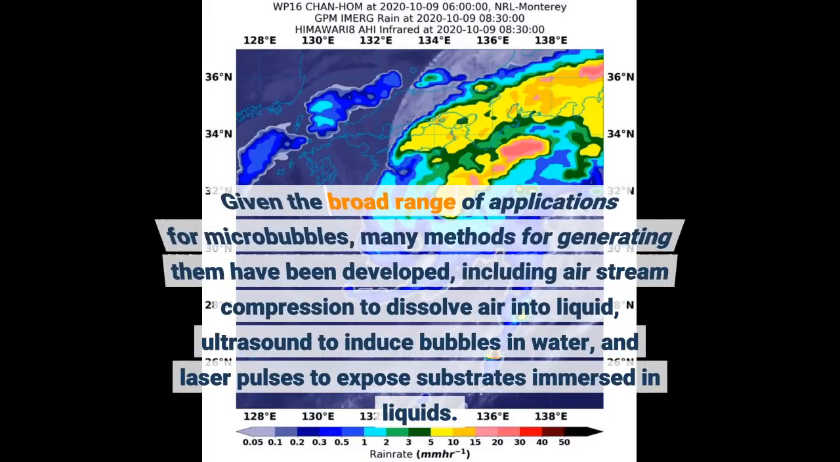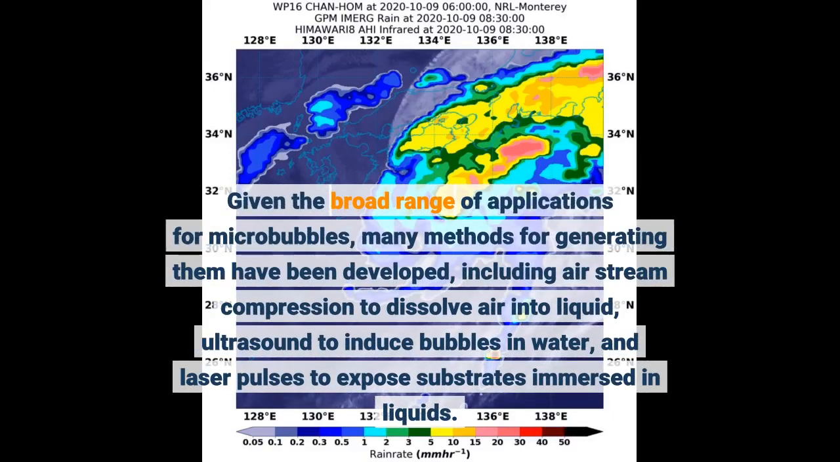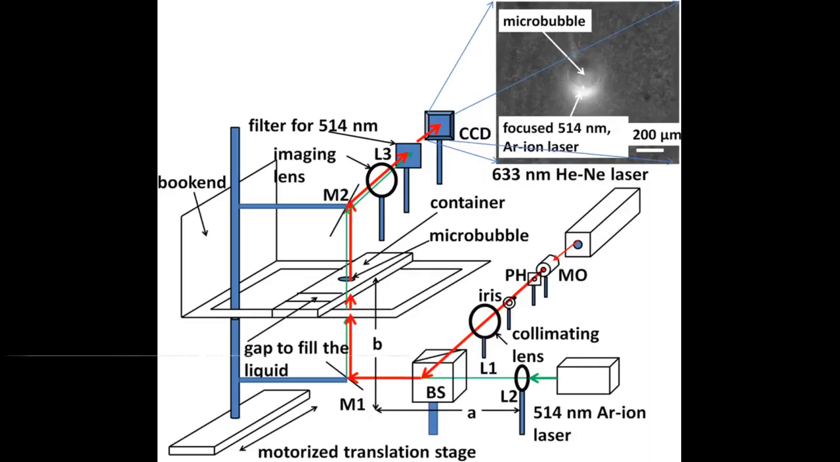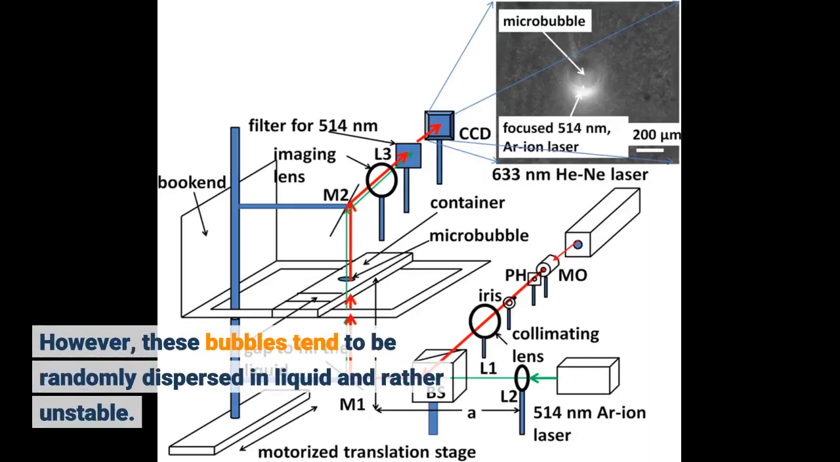Given the broad range of applications for microbubbles, many methods for generating them have been developed, including airstream compression to dissolve air into liquid, ultrasound to induce bubbles in water, and laser pulses to expose substrates immersed in liquids. However, these bubbles tend to be randomly dispersed in liquid and rather unstable.